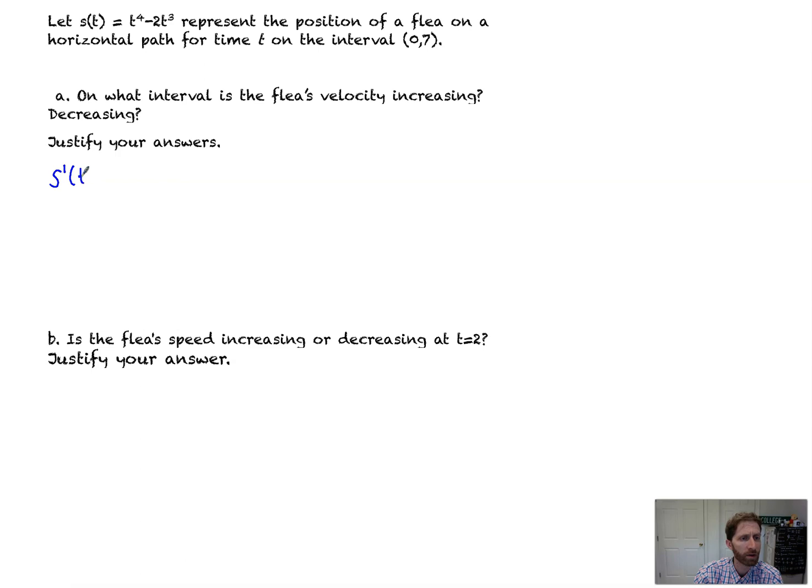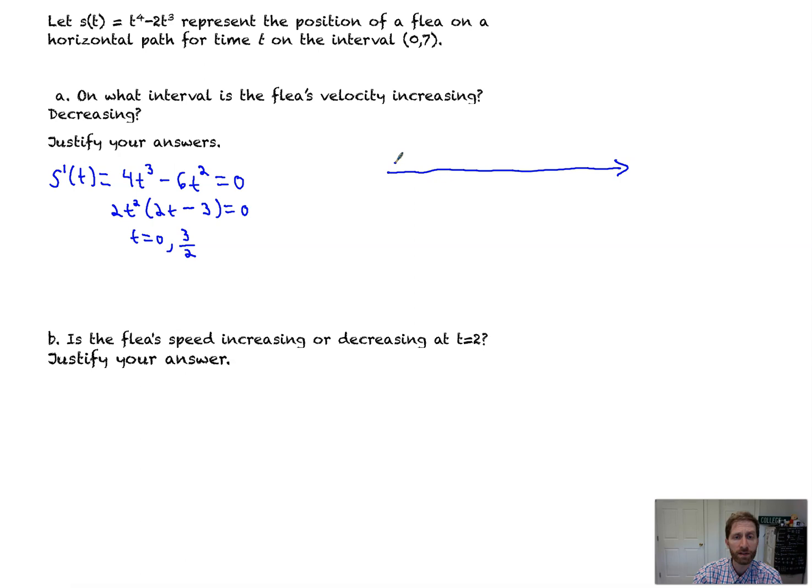So s prime of t, a little bit of work to do here, is equal to 4t cubed minus 6t squared. We're going to figure out where that's 0, because that's going to tell us what's going on. So we've got the GCF here is going to be 2t squared times 2t minus 3, equal to 0. So we've got t equal to 0 and t equals 3/2 are the two places where we could possibly change direction. Now, I'm going to overlay the first derivative and second derivative because those are your positions and velocities, right? s prime of t, which is v of t.